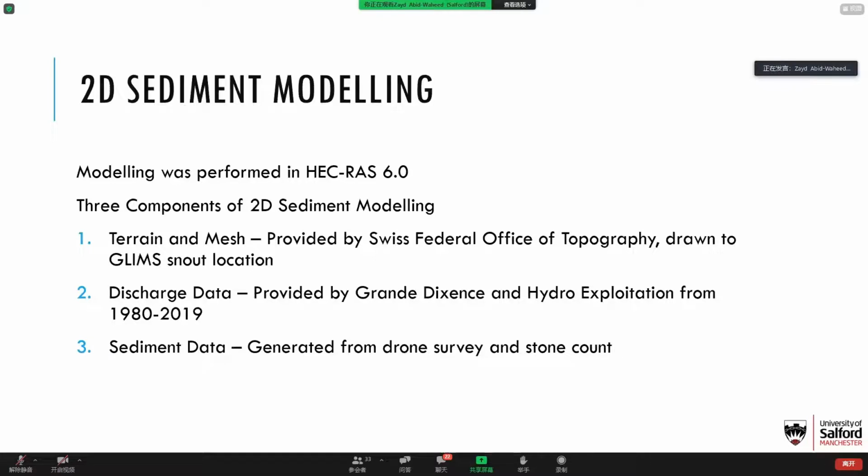So in terms of how you perform sediment modeling on this sort of thing, we used a program called HEC-RAS 6, which was developed by the American military. And essentially, to make this sort of stuff work, you need three components. You need a surface, your terrain and mesh. You need your flow, which is your discharge data. And you, of course, need sediment data, which due to COVID restrictions, we had to gain from a desk study of drone surveys collected from previous years.